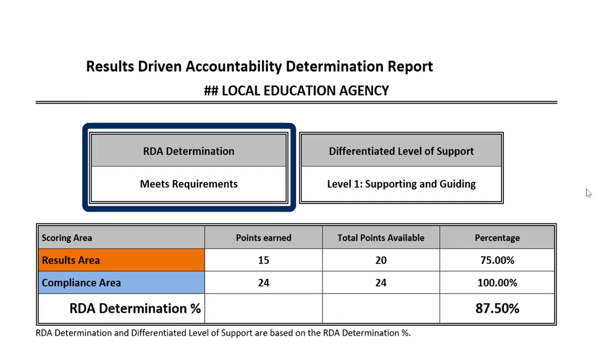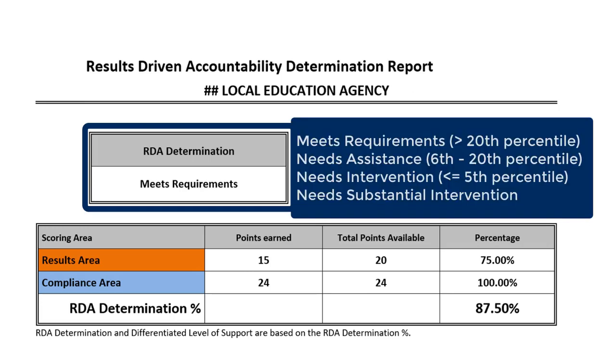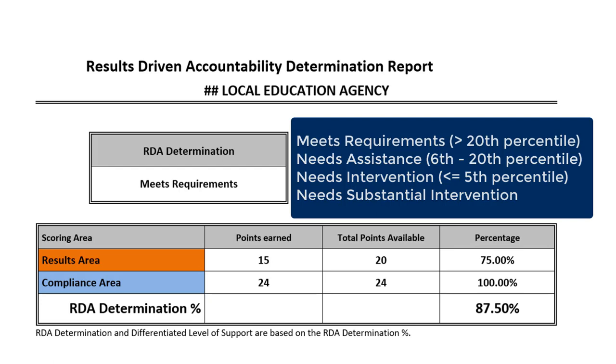Underneath we have the RDA determination, and there are 4 determination categories: meets requirements, needs assistance, needs intervention, and needs substantial intervention. The LEA's RDA determination is based on the RDA determination percentage. LEAs are rank ordered by RDA determination percentage, and the percentiles are calculated. An LEA is placed into meets requirements if their rank places them above the 20th percentile. This means that 80% of LEAs will be placed into meets requirements.